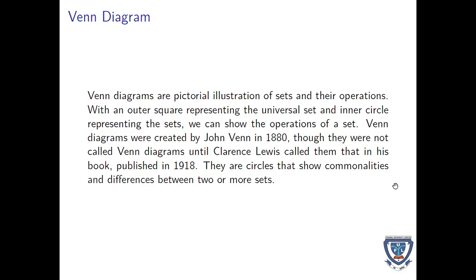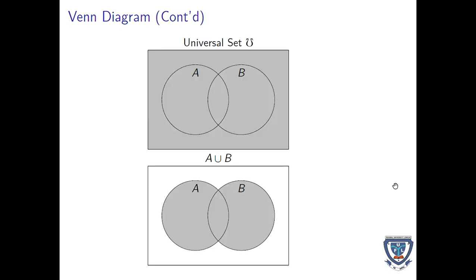Another important tool in set theory is what is called the Venn diagram. Venn diagrams are pictorial illustrations of sets and their operations. With an outer square representing the universal set and inner circles representing the sets, we can show the operations on sets. Venn diagrams were created by John Venn in 1880.